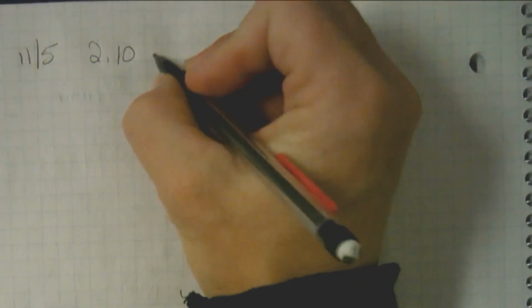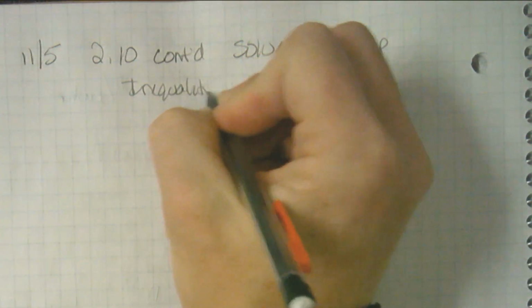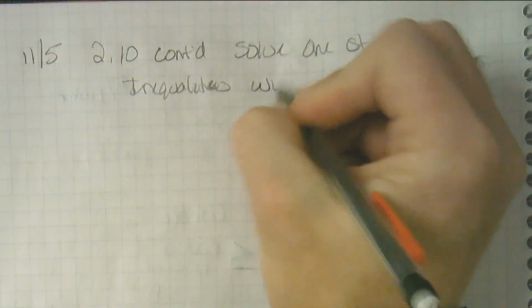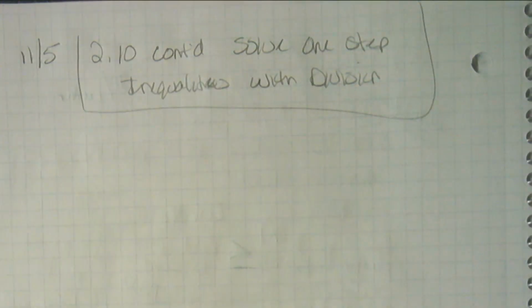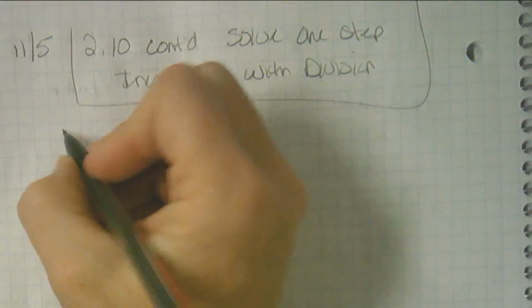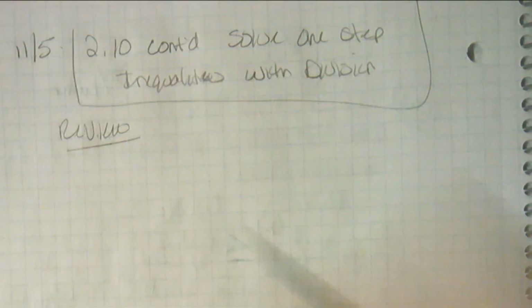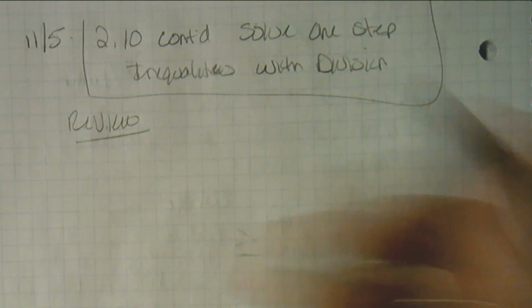All right, so 2.10 continued. So we're going to solve one-step inequalities with division. All right, so let's review what we did yesterday, just so everyone is on the same page. I know that there were still some questions yesterday from last night's homework and when to do something, when not to do something.